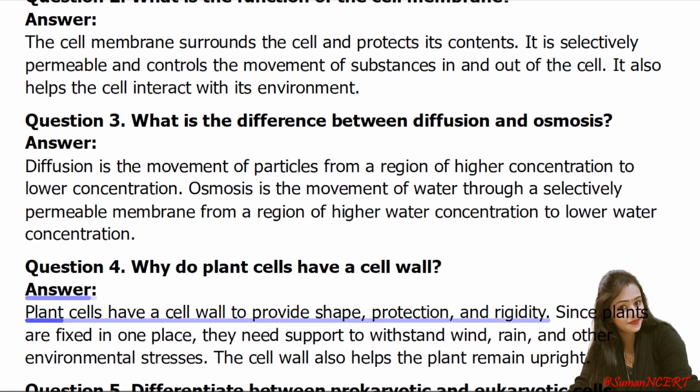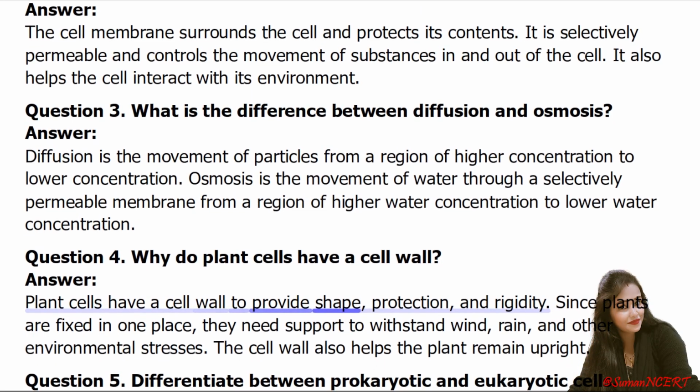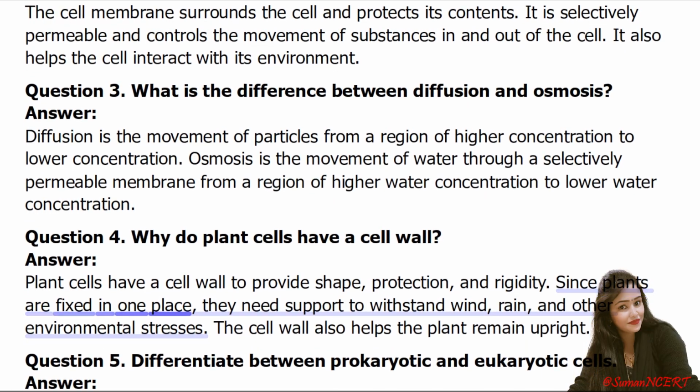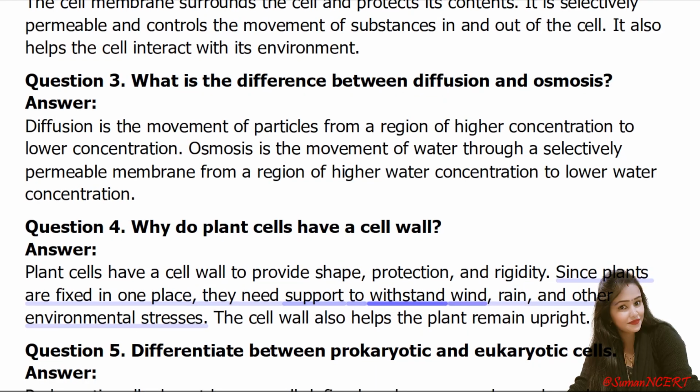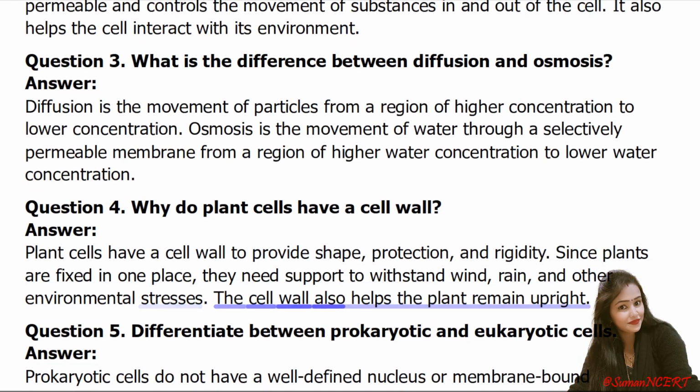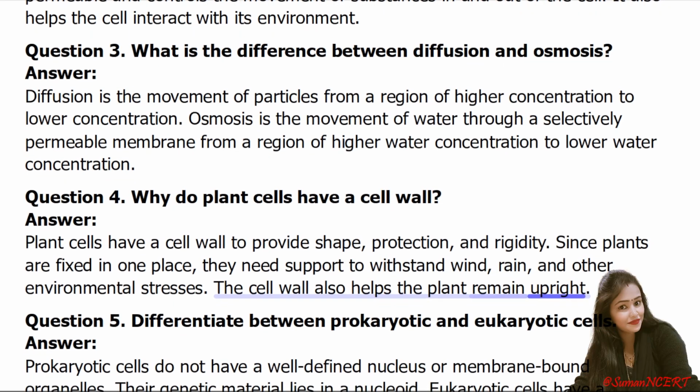Question 4. Why do plant cells have a cell wall? Answer: Plant cells have a cell wall to provide shape, protection, and rigidity. Since plants are fixed in one place, they need support to withstand wind, rain, and other environmental stresses. The cell wall also helps the plant remain upright.